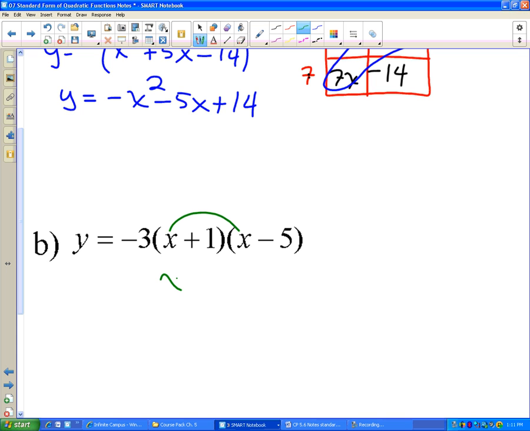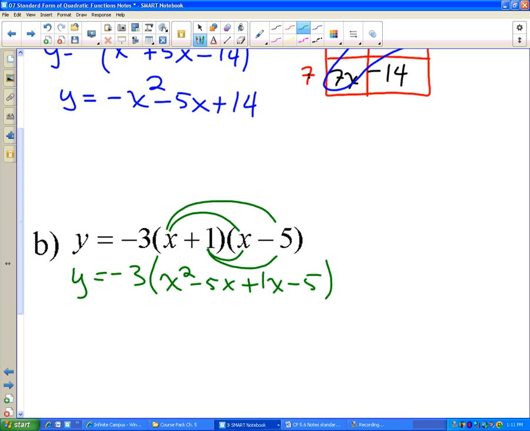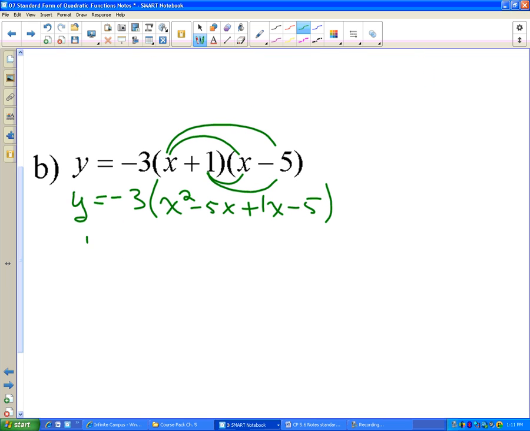First would be x squared. Outer would be negative 5x. Inner would be plus 1x. Last would be minus 5. Remember, I do have a negative 3 in front of all of this. So y is equal to negative 3 times x squared minus 4x minus 5.